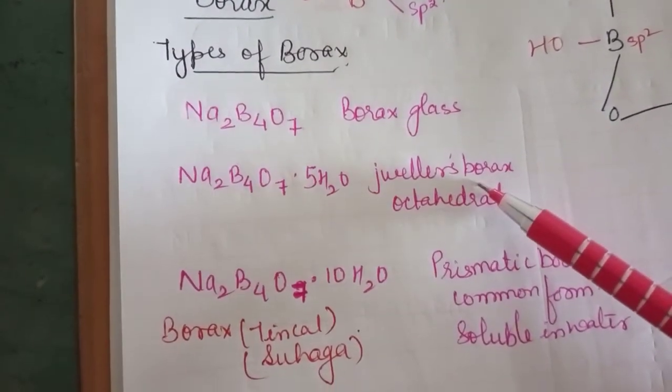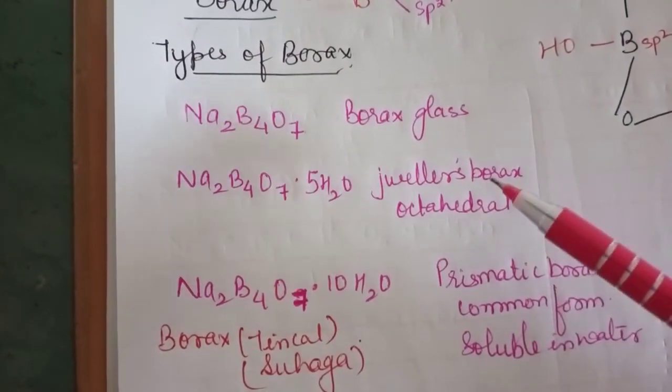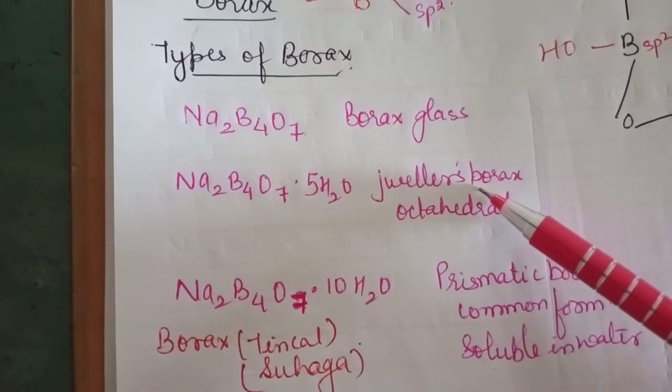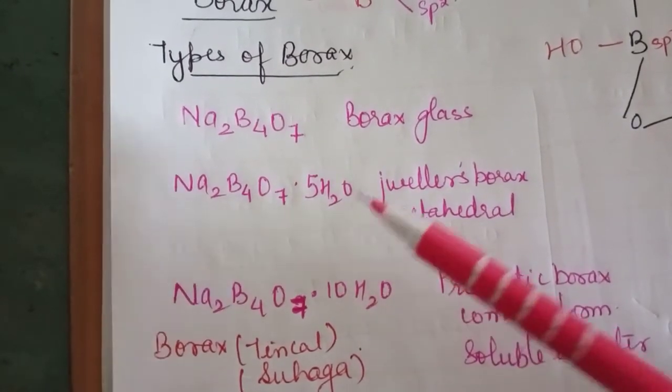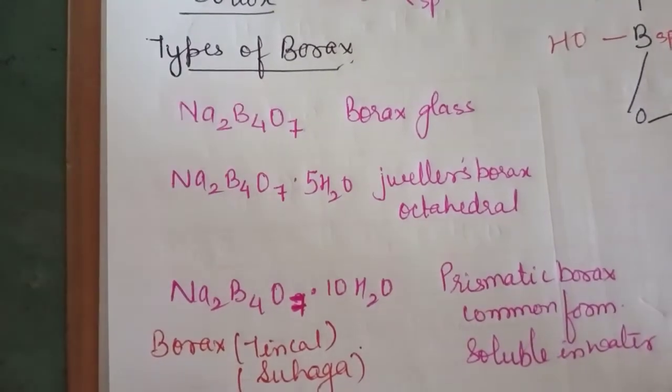Na2B4O7.5H2O is also called Jeweller's borax, and it is octahedral in nature. Jewelers also use this type of borax. Now, what is the use? It is used for cleaning and shining purposes.